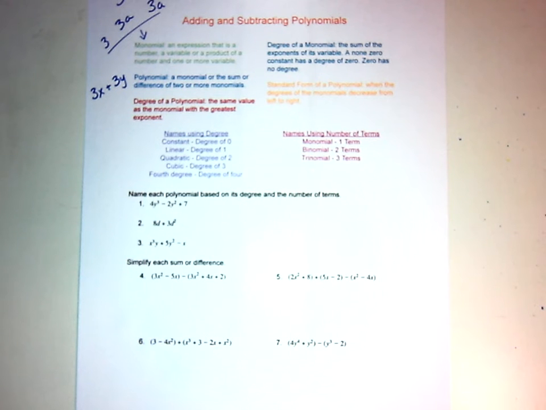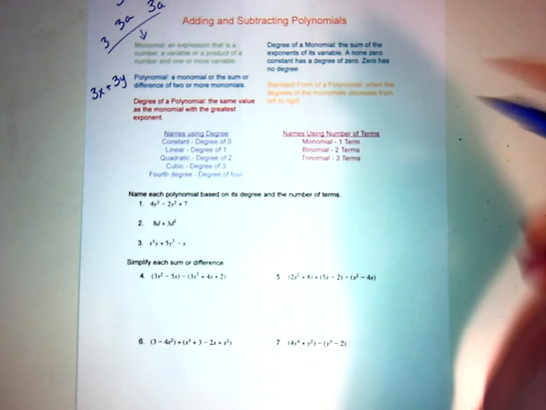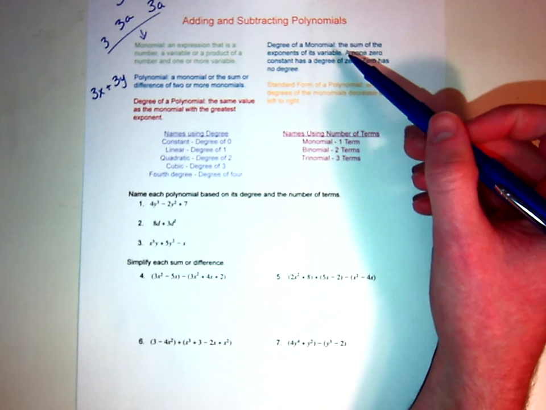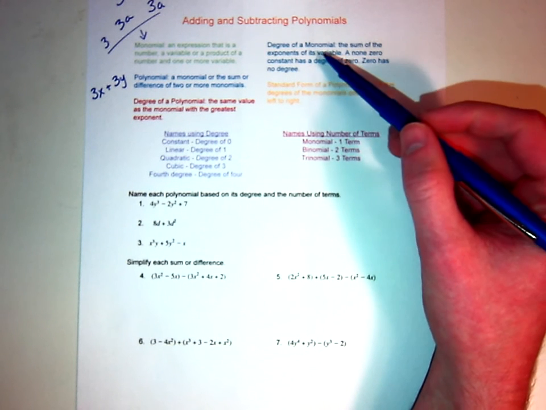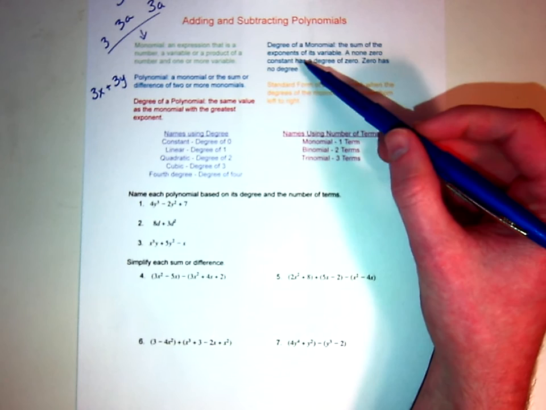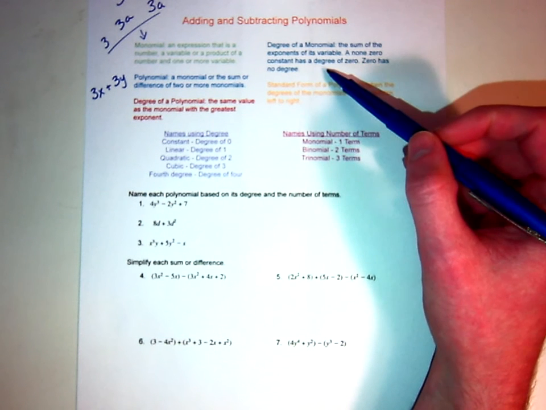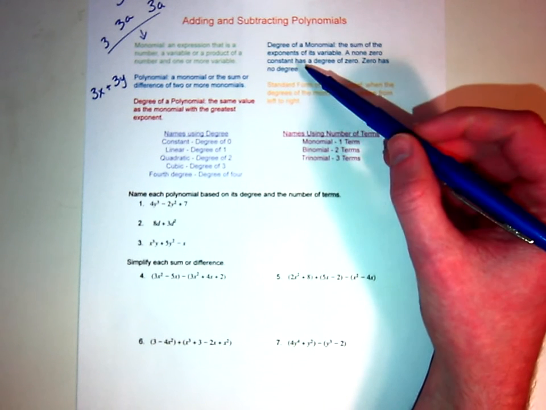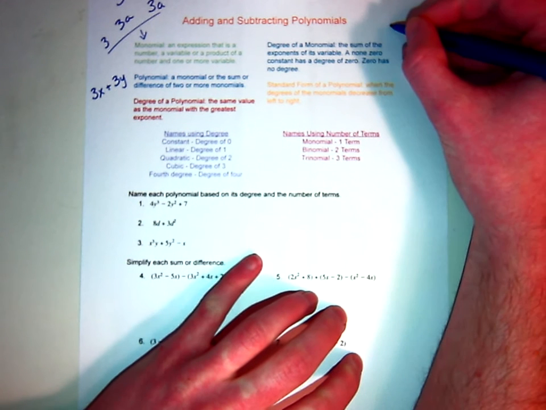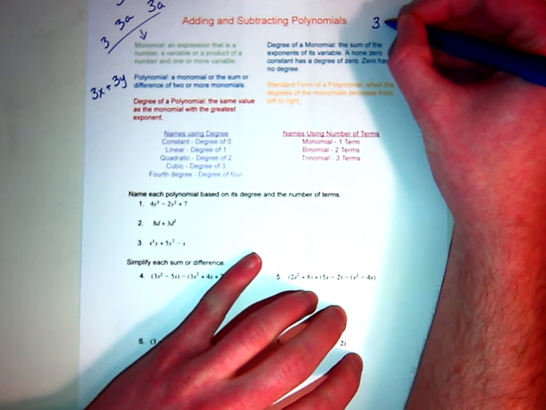Now, it asks you sometimes, what is the degree of a polynomial? The degree of the polynomial is the same value as the monomial with the greatest exponent. We also have the degree of a monomial, which will help us with the degree of a polynomial. The degree of a monomial is the sum of the exponents of its variables. A non-zero constant has a degree of 0. 0 has no degree.